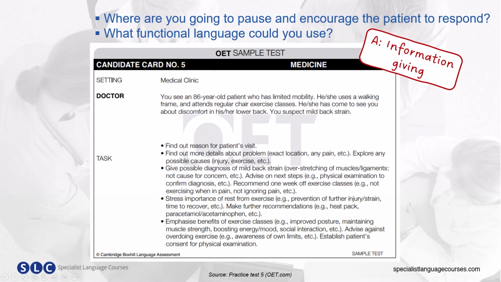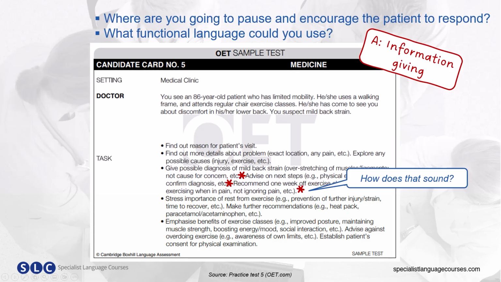Information giving. During the preparation time, it's important to think about where you're going to pause and encourage the patient to respond. You don't want to keep talking for too long without stopping. So if we look at task 3, there's actually a lot of information we're going to be giving. So it would be a good idea to pause here, here, and here. And then we would encourage the patient to respond at the end by saying something like, how does that sound?